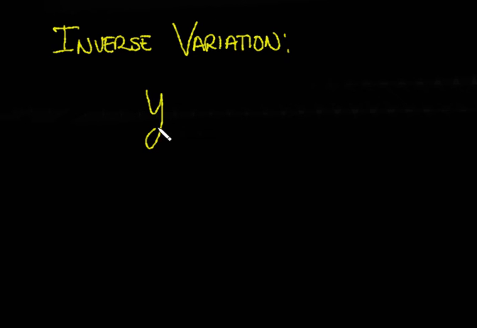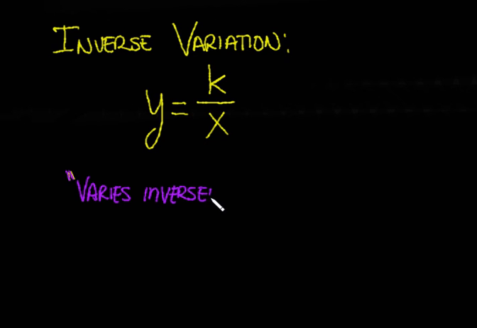Inverse variation is anything of the form where you have some constant of variation being divided by x equaling y. Keywords that give this away are things like it's saying that it varies inversely, or if it says that it's inversely proportional. This implies that the equation will look like this one.